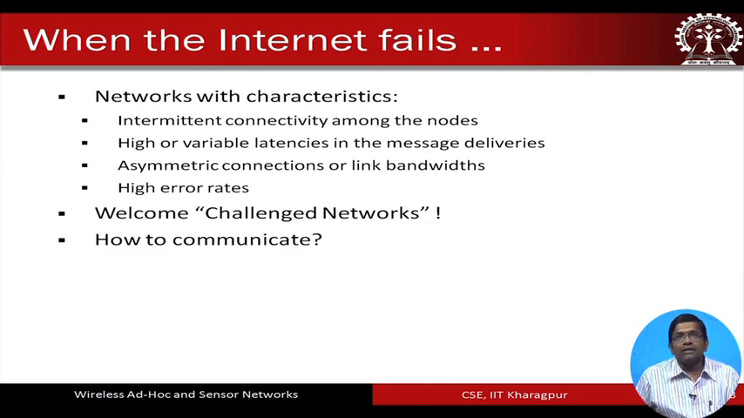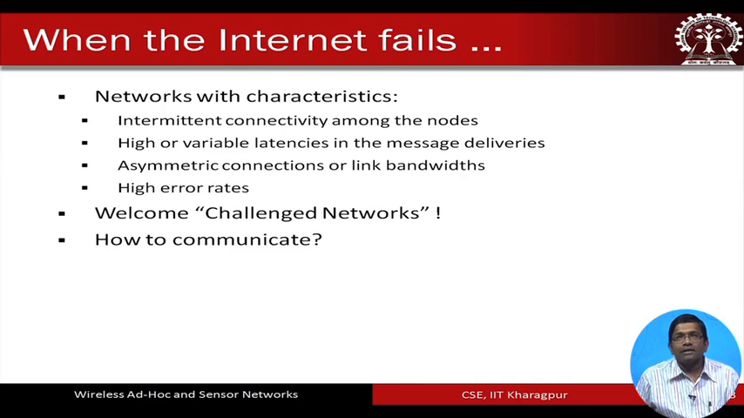The third issue is the asymmetric nature of connections. The link bandwidths in the uplink and the downlink may not be the same. These new types of networks that I am telling you about, the networks which do not behave the way the internet behaves, are also highly error prone. So, highly error prone environments. These are networks which exhibit these kinds of characteristics.